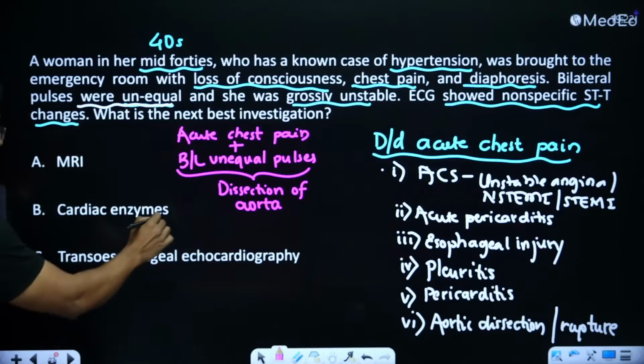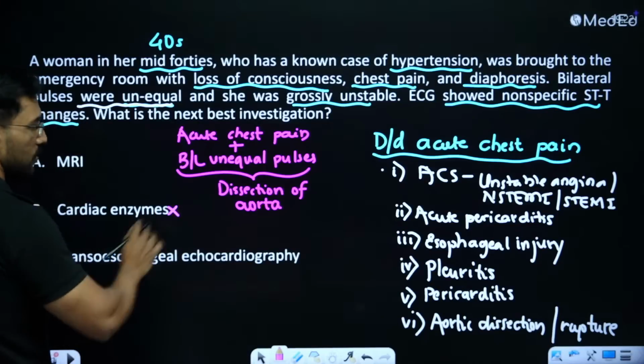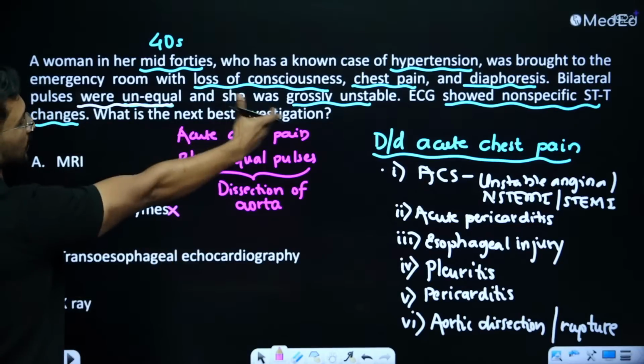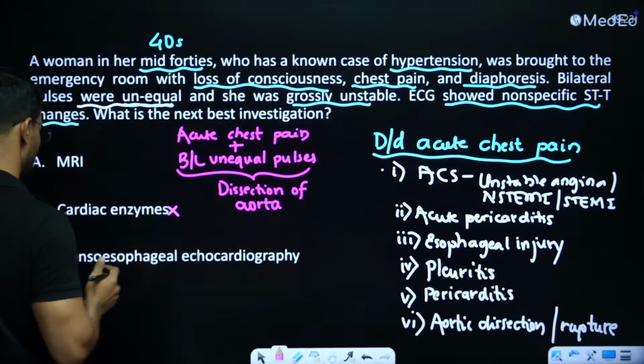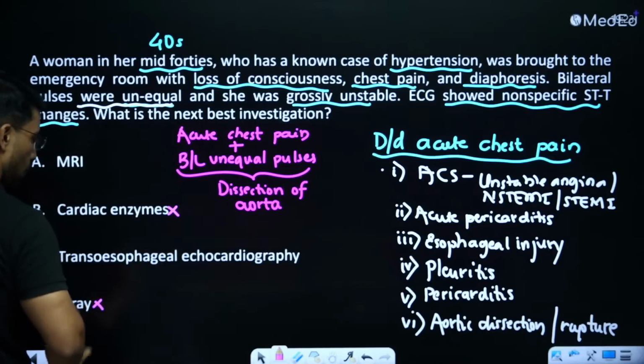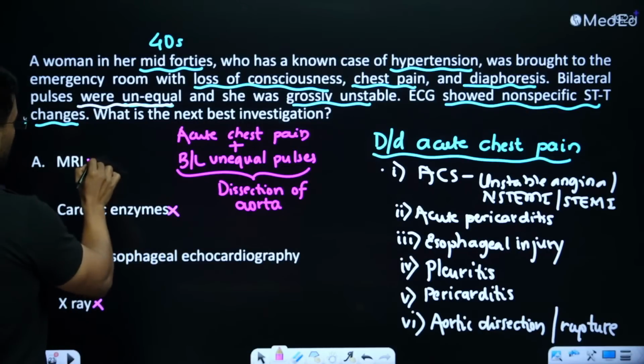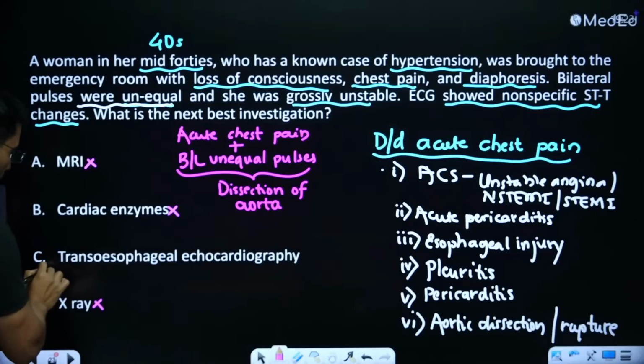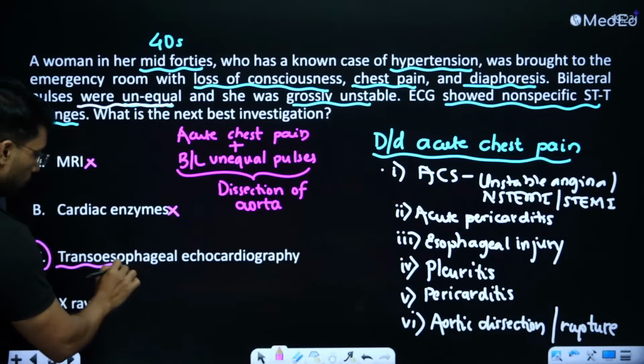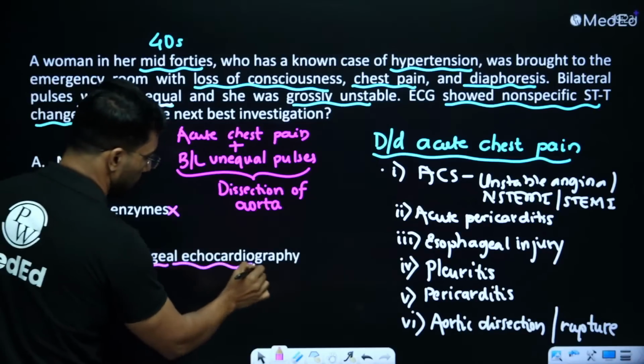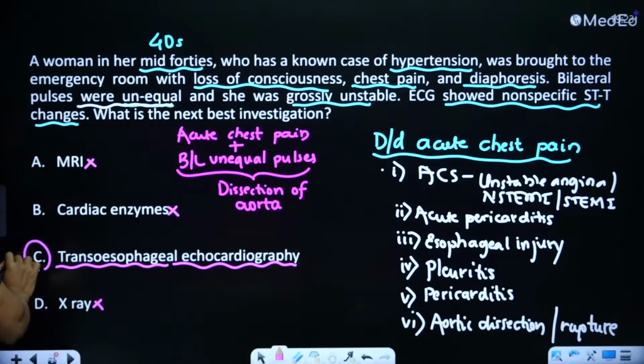Now cardiac enzymes are not going to help me diagnose the dissection of aorta. If I am strongly suspecting an acute coronary syndrome, they can help me. X-ray is not useful, MRI is not useful. So either I have to go for transesophageal echocardiography or CT angio. Among the given options, I am going ahead with the transesophageal echocardiography.